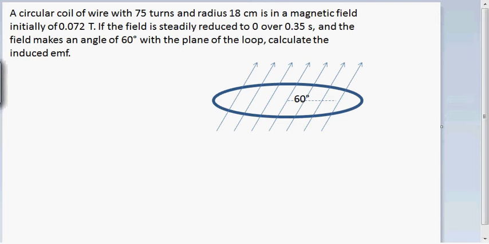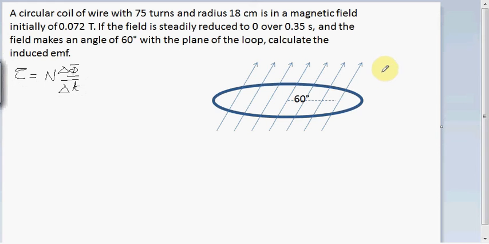Faraday's law says that E, the induced EMF, is equal to N times the rate of change of the magnetic flux. In other words, the change in flux divided by the time over which that change occurs. N is our 75, and we know what delta T is, so we've got to work on the magnetic flux here.